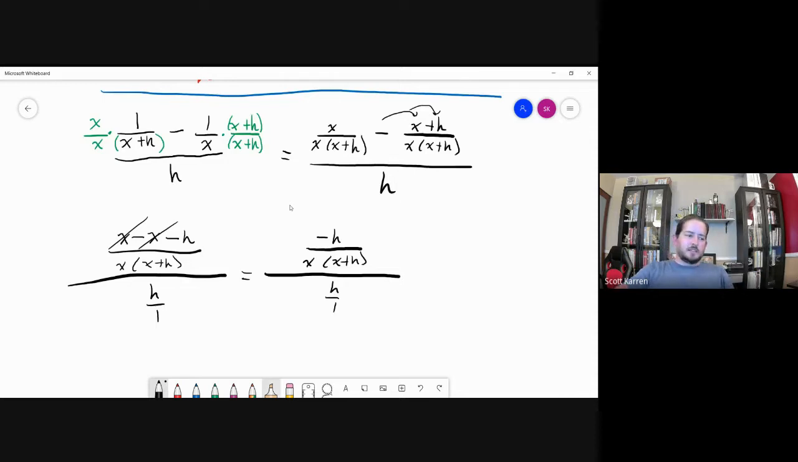So I'll write this as negative h over x times x plus h multiplied by 1 over h. Flip that denominator. My h's cancel out. And so if I do the final simplification here, that ends up being negative 1 up top, and then x times x plus h in the denominator. And that's my simplified final version of this.